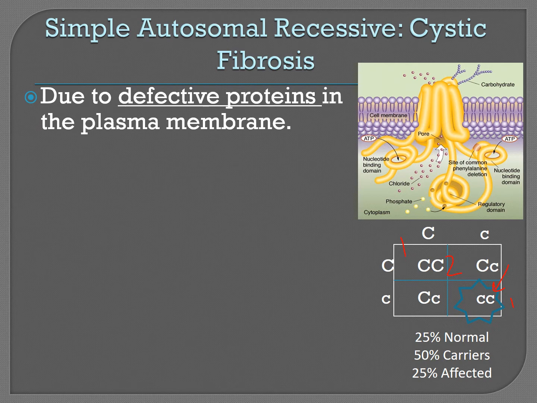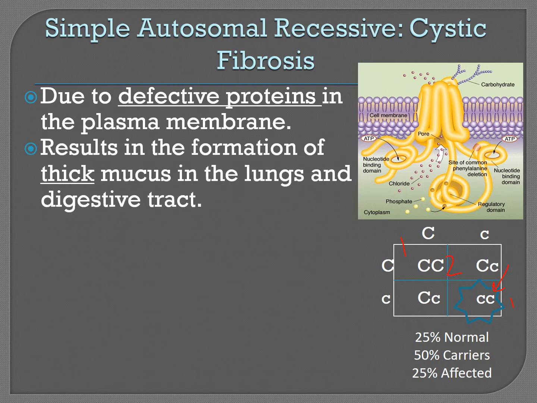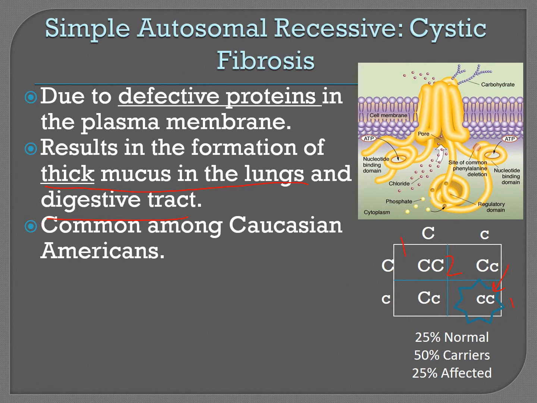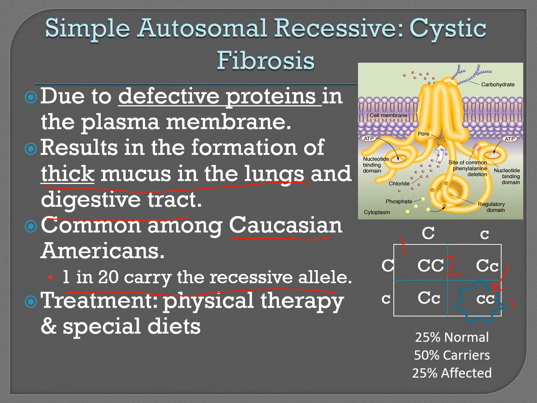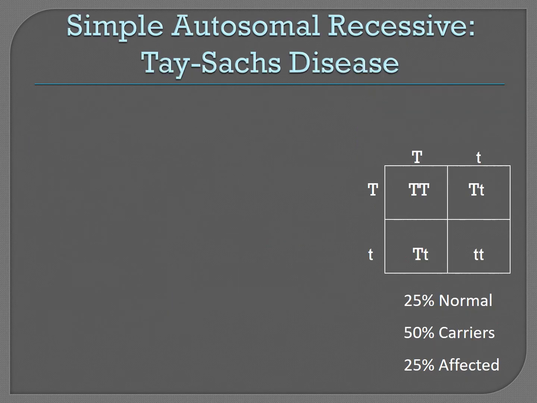This right here, pretty much defective proteins. This is basically giving thick mucus in the lungs and in the digestive tract. So it's basically like you can't breathe sometimes because your lungs are always compact with mucus. This is most common in Caucasian Americans. 1 in 20 actually carry the gene. Treatment is physical therapy and special diets.